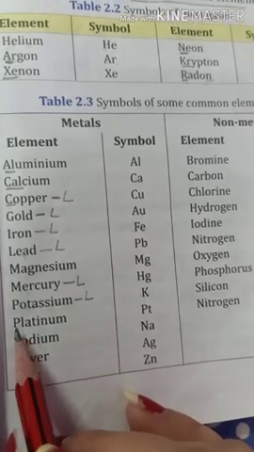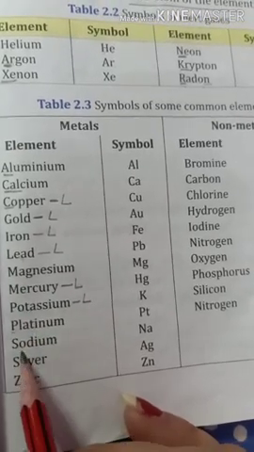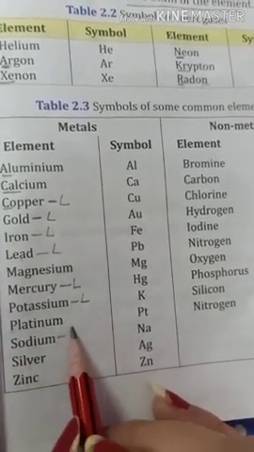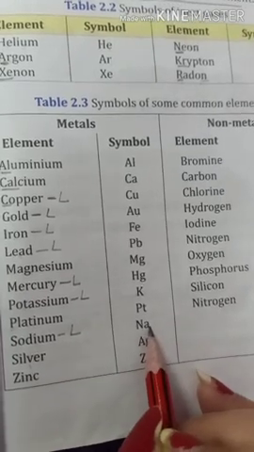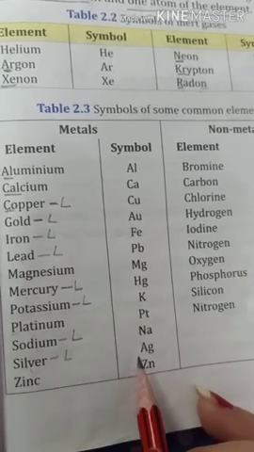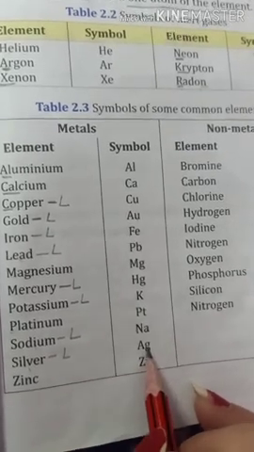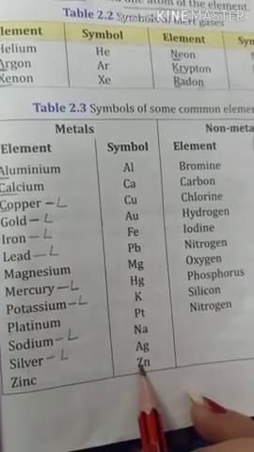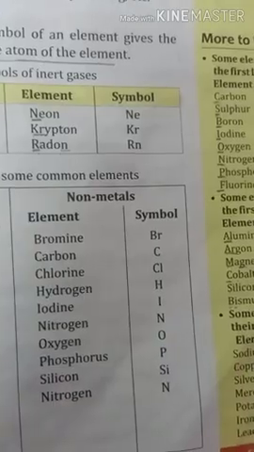For platinum it is capital P small t. For sodium, from its Latin name, that is natrium, capital N small a. For silver, from its Latin name, that is argentum, capital A small g. For zinc it is capital Z small n.